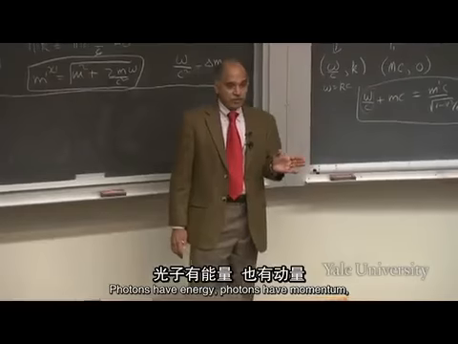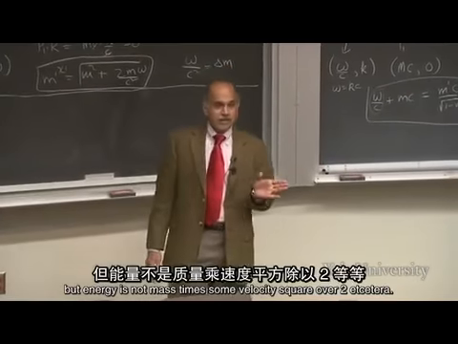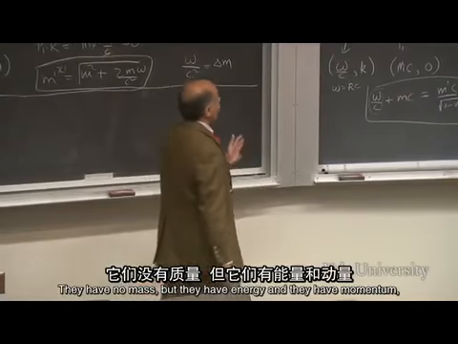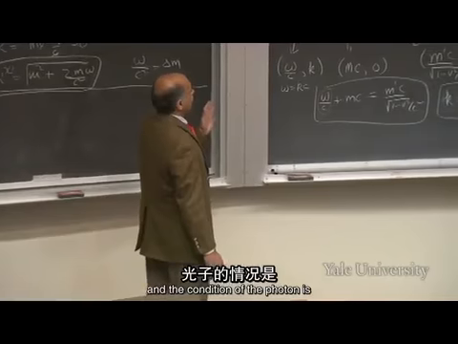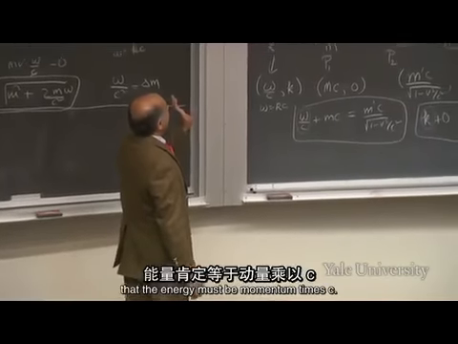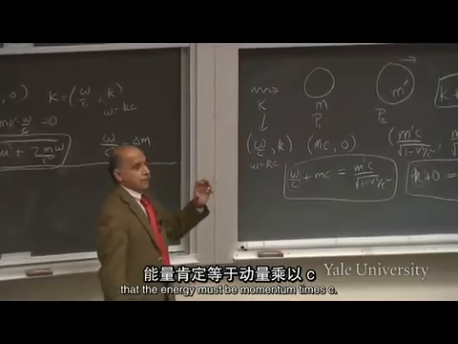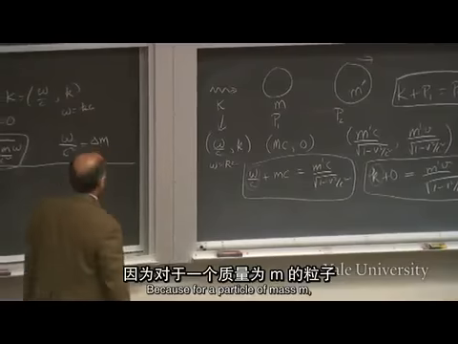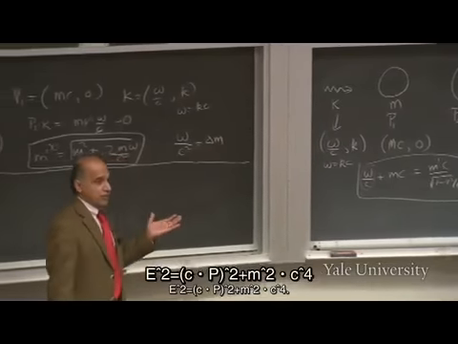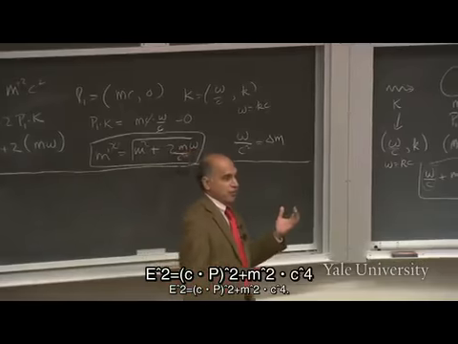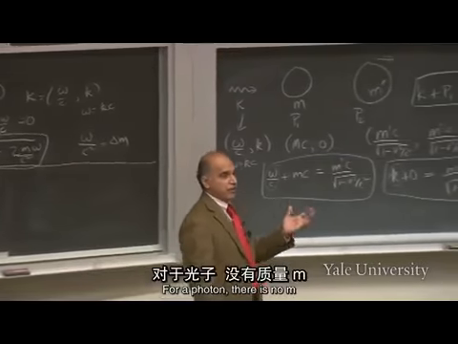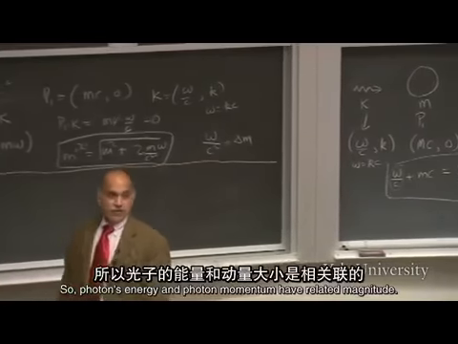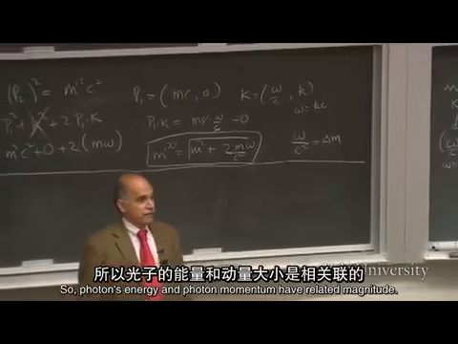Second thing, when you deal with photons, it's a little tricky. Photons have energy, photons have momentum, but energy is not mass times some velocity squared over 2, etc. They have no mass, but they have energy and they have momentum, and the condition of the photon is that the energy must be momentum times c. That will make sure that k dot k is 0. Because for a particle of mass m, I showed you the relation E squared equals c squared p squared plus m squared c to the 4th. For a photon, there is no m. That means E equals pc.